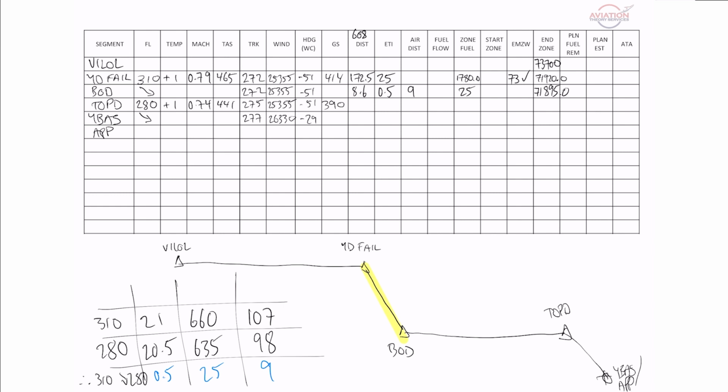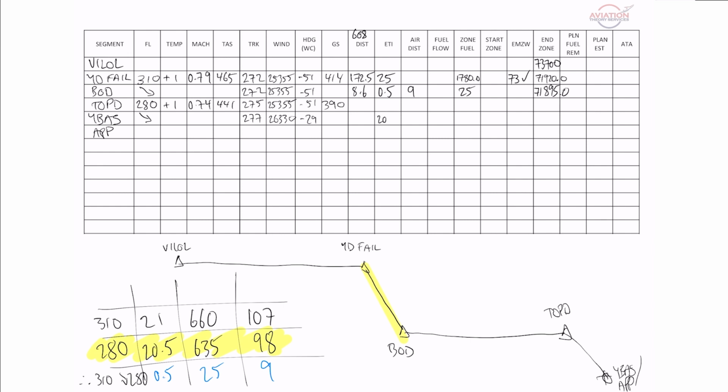Now the good thing is we've actually already worked out our descent data from 280 over here. And because it's interpolating, it would take a little bit more time to work it out again, but we've already worked it out, so we can just fill in the 280 data straight onto the flight plan from what we calculated before.